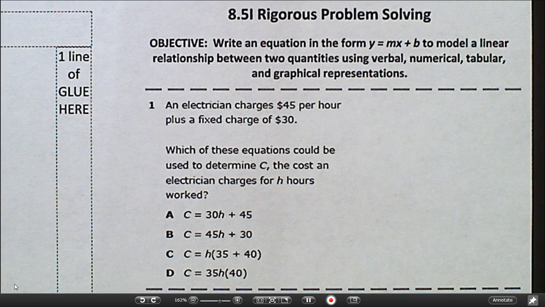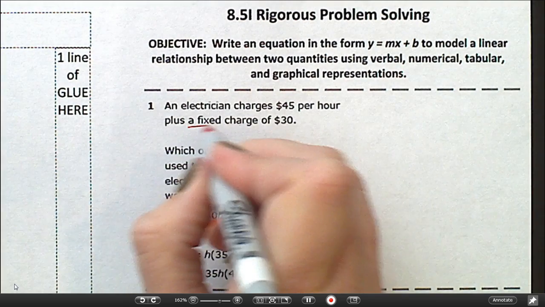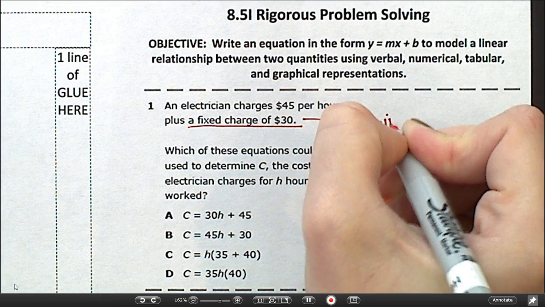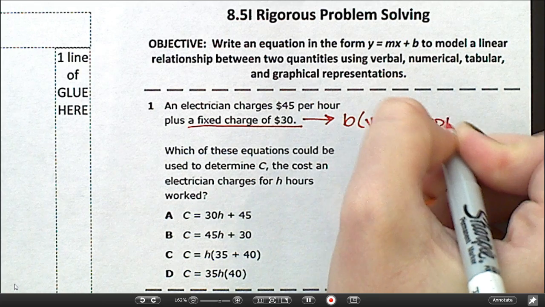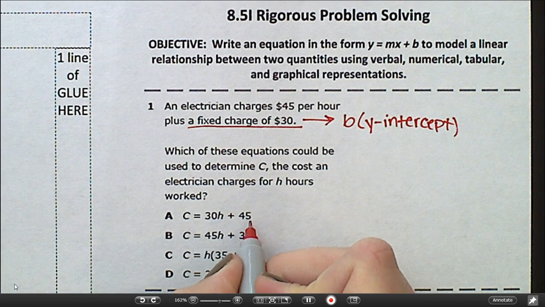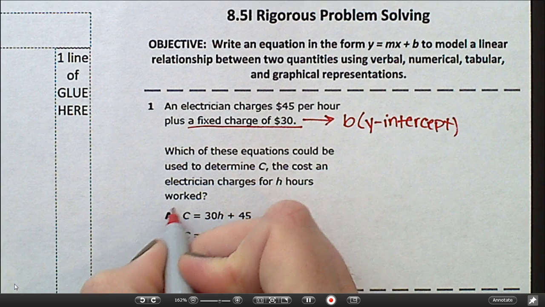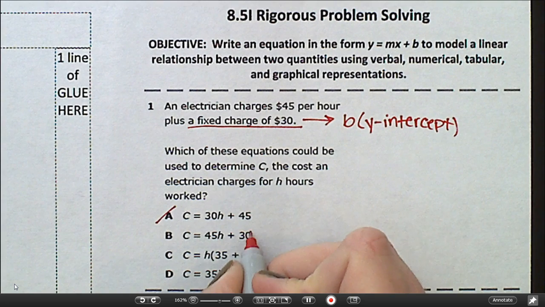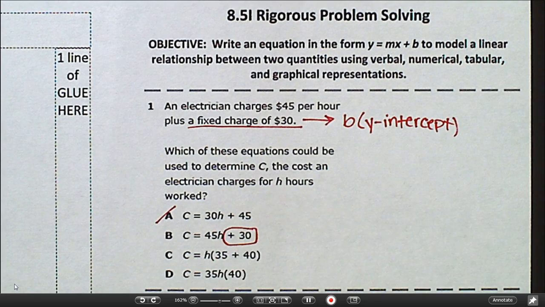An electrician charges $45 per hour plus a fixed charge of $30. So the fixed charge of $30, this is my b, or my y-intercept. So I already know that whenever I'm coming up with an equation, this one is going to be wrong because it's not plus a fixed charge of $45. I'm not sure about these yet. This does have a fixed charge of $30, so I think that's a good candidate for the right answer.